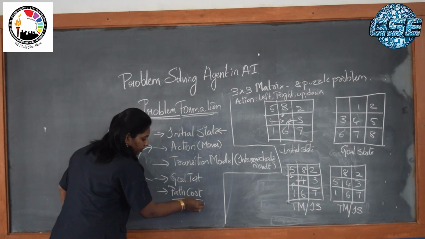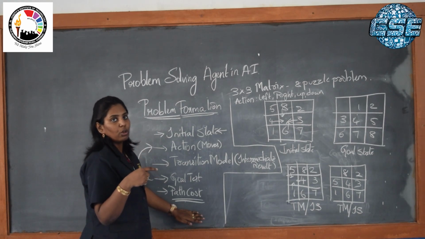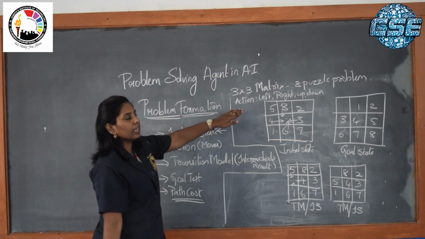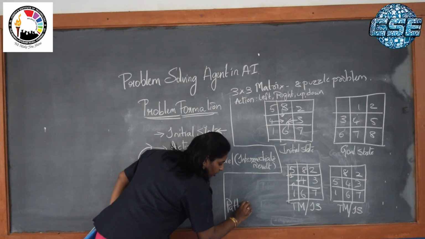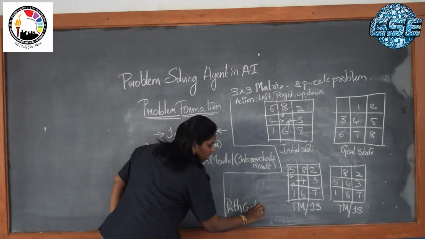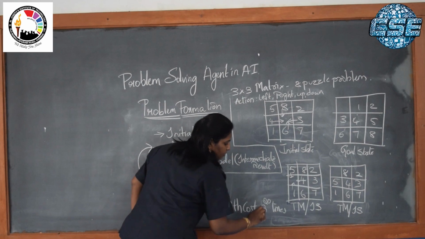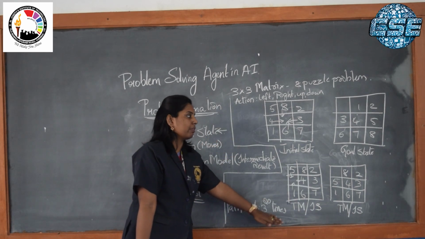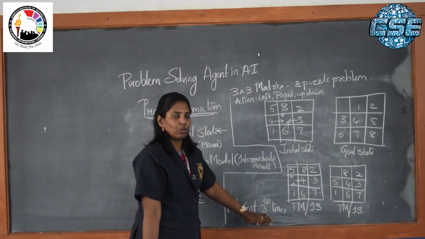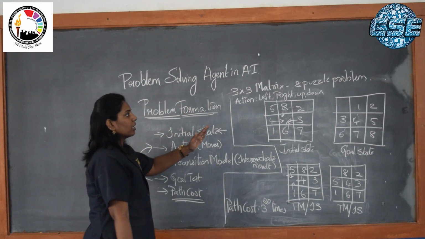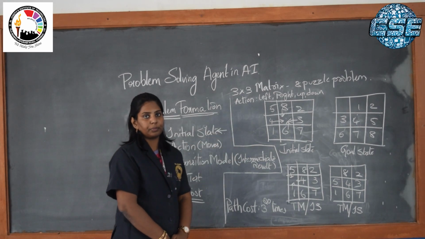Here we have to define the path cost, that is, how many times we have to do this to get the result. In a 3x3 matrix the path cost is 3 power 20 times. Within 3 power 20 times we will get one goal state. So this is called the 3x3 matrix 8 puzzle problem.